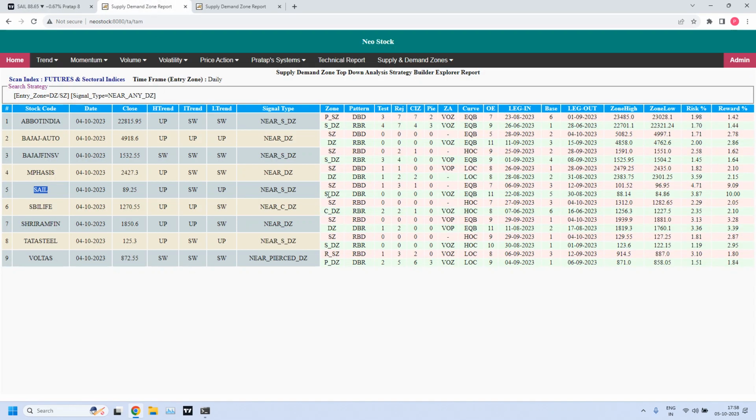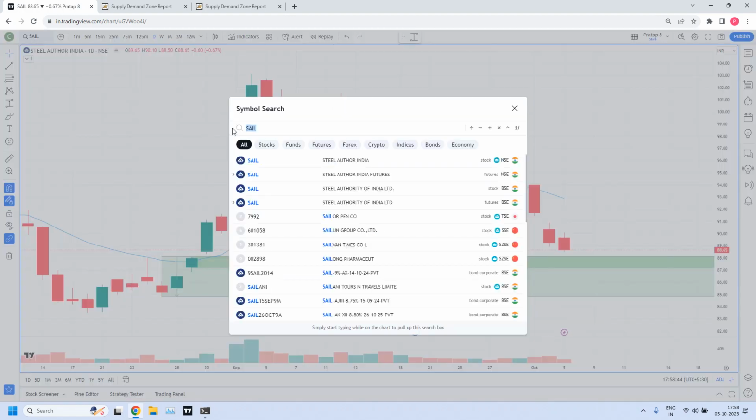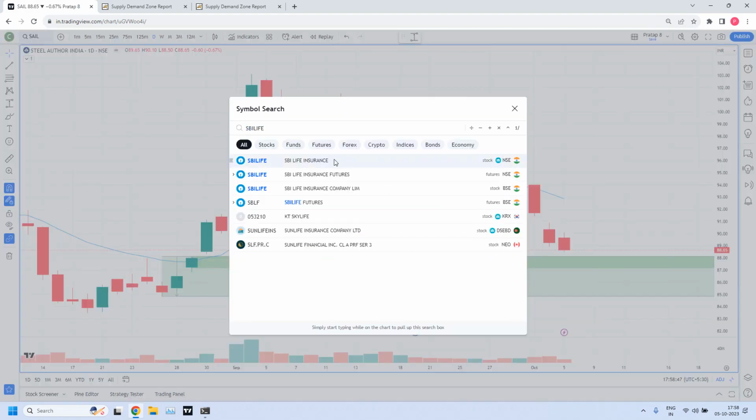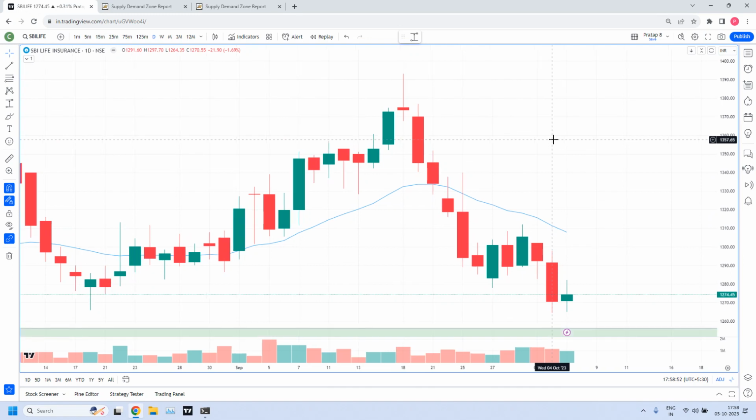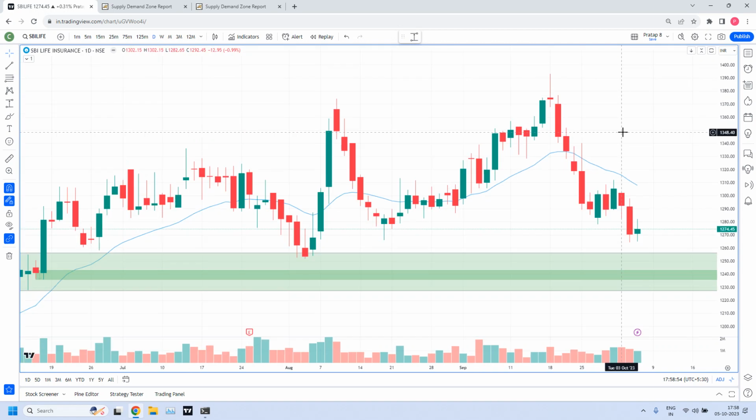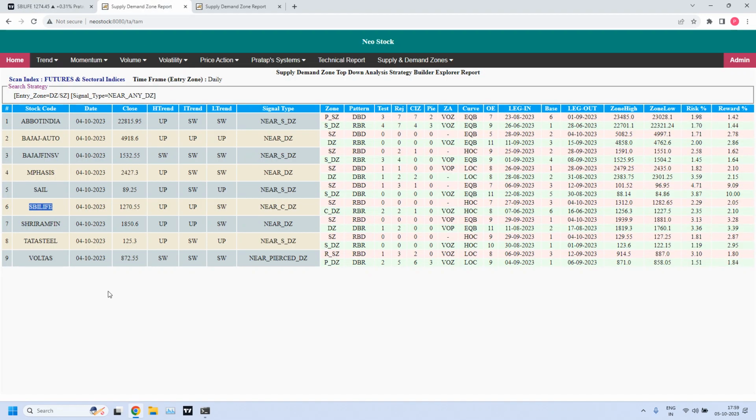And the next high liquidity zone, SBI Life. So this is also yet to reach, because this is already a tested zone. So I identified a dip entry in the 75 minutes time frame. So once price reaches here, you can take an entry. So today we didn't get the entry. Let's go to the next stock.